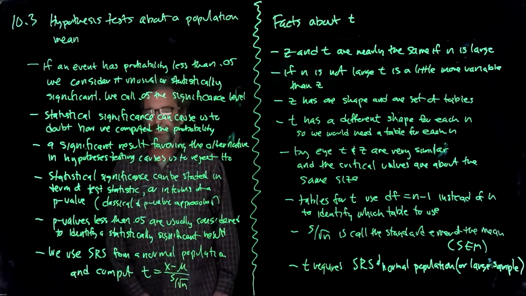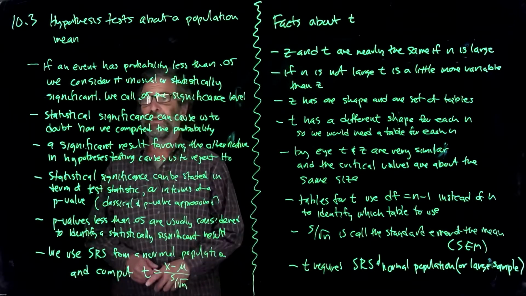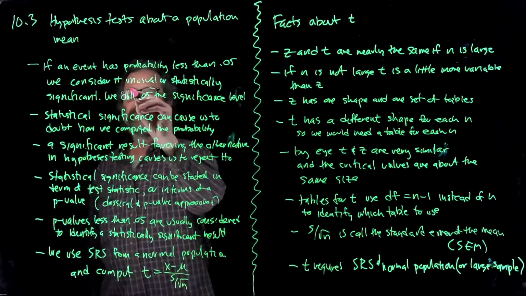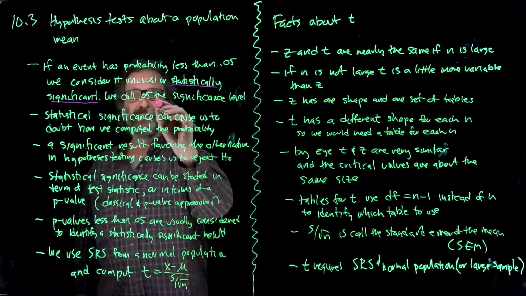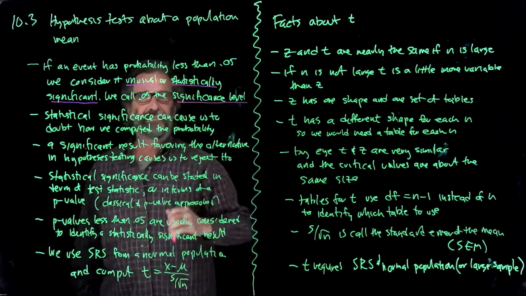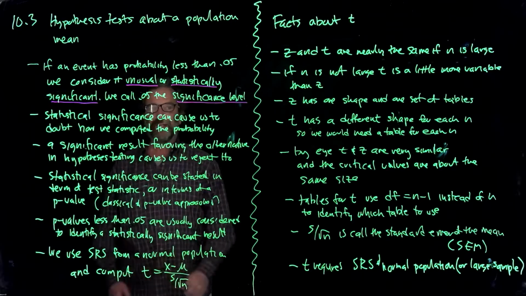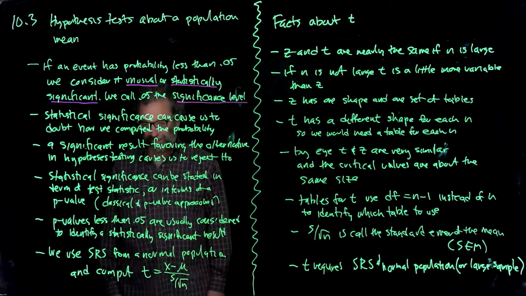Okay, and then we reiterate some of the things we've been thinking about in the past. If an event has probability less than 0.05, we consider it unusual or statistically significant. We call 0.05 the significance level. So we talk about outcomes meeting a certain level of significance. That's a certain level of unusualness. That typical number is 5%.